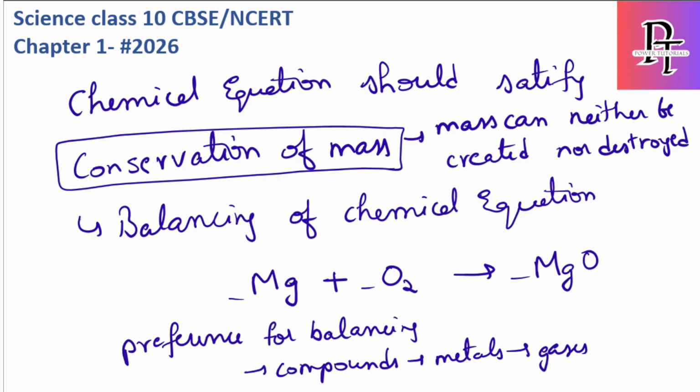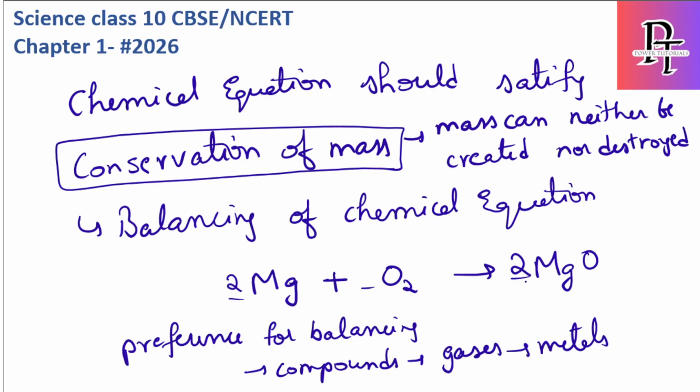Okay, so let's do one thing, let's change the preference to gases and then metals, because metals can be easily balanced when compared to gas. So oxygen: here 2 is there, here only 1, so I'll keep 2 first. Now oxygen becomes 2 and magnesium also becomes 2, but magnesium is only 1 here, so I'll keep 2 here. Now let's cross check: 2 magnesium, 2 oxygen, 2 magnesium and 2 oxygen.